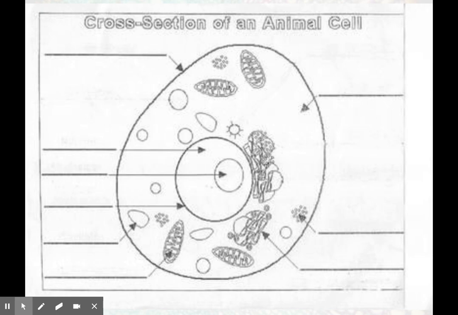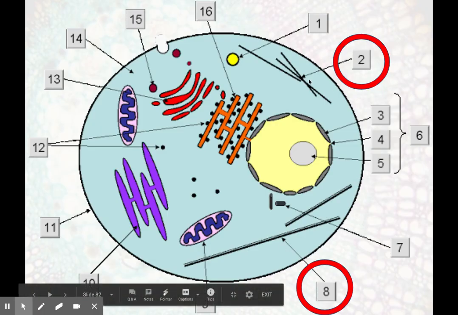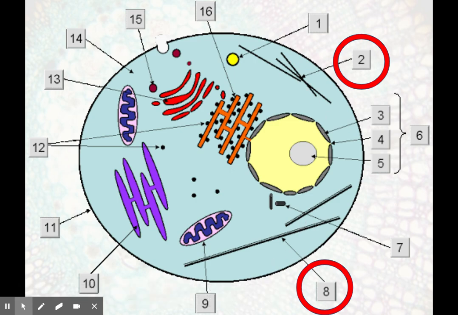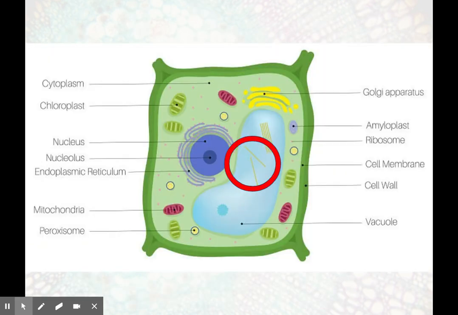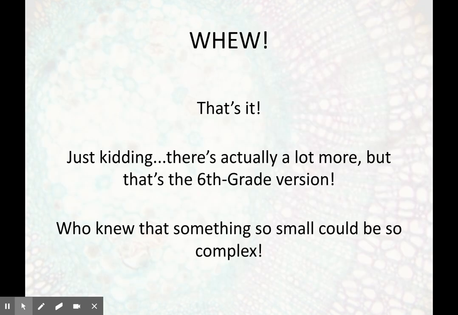The animal cell here does not look like they have them. Here we've actually got two different sizes. So number 2 and number 8 are your microtubules and your cytoskeleton. The smaller ones, I believe, are cytoskeleton, and the larger ones are microtubules. This one has the microtubules kind of stored in the large central vacuole. And then we've got them just scattered around. That's it. Okay, that's all.